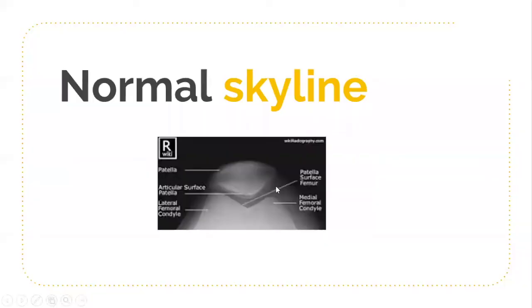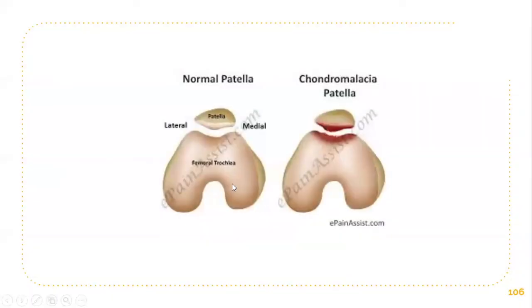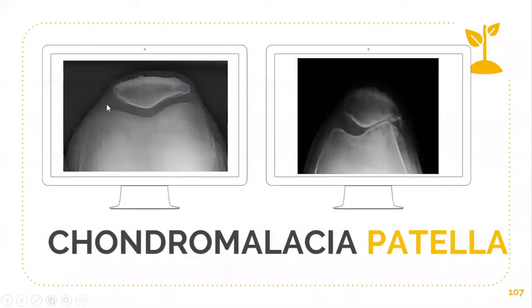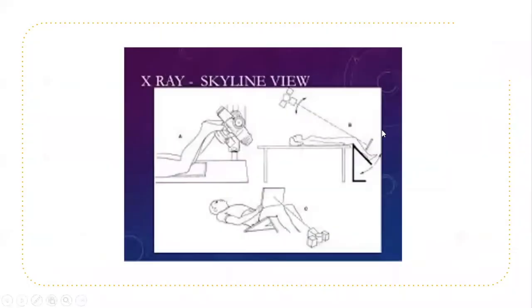This is the normal skyline view X-ray. This is the normal patella and chondromalacia patella. Here we can see the difference. This is the normal space between patella and femur. Here there is chondromalacia patella. The common age group is between 15 to 35. Most commonly females are affected.